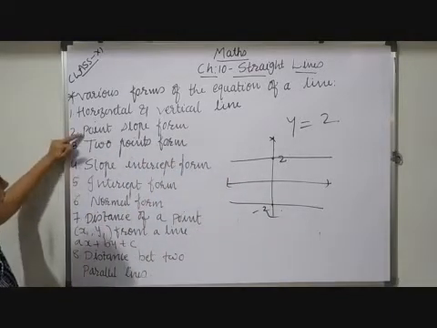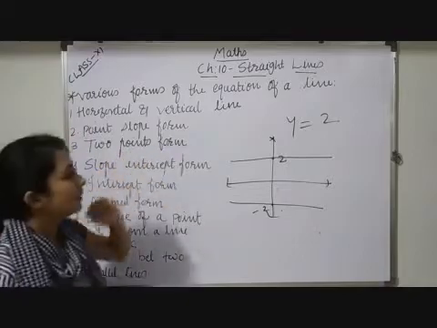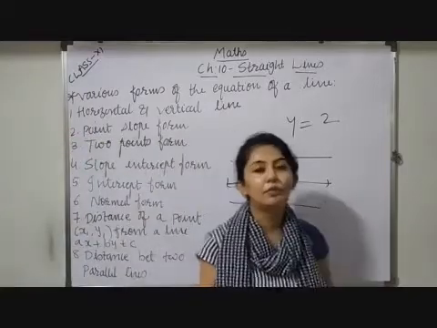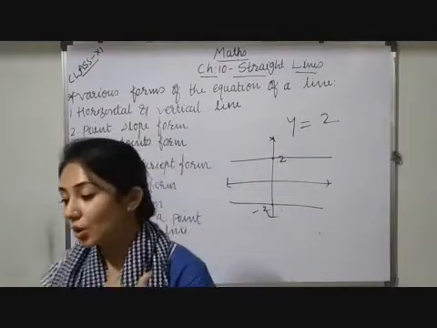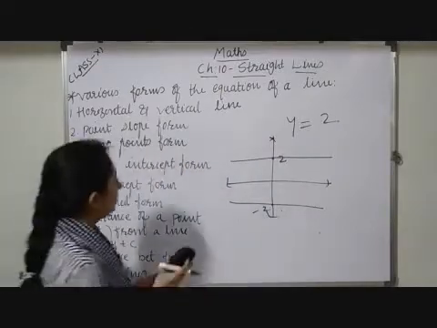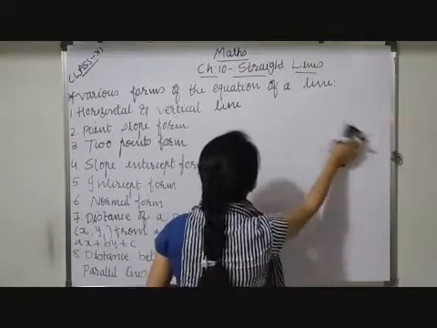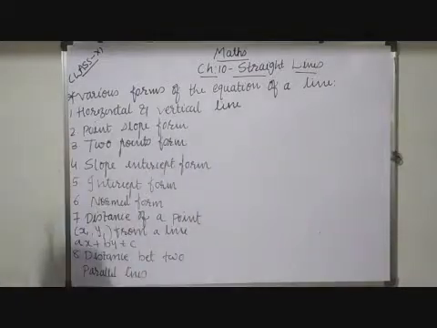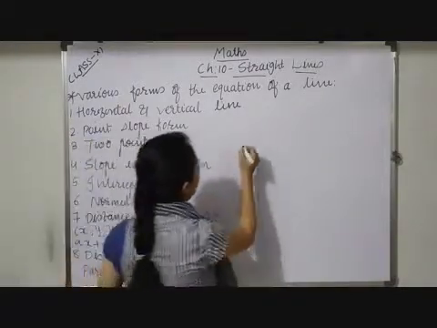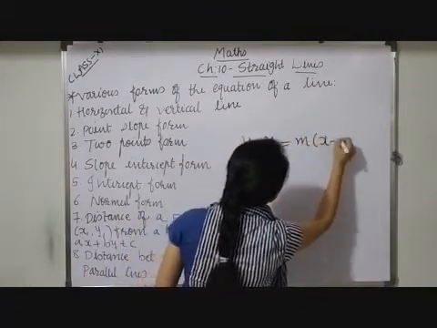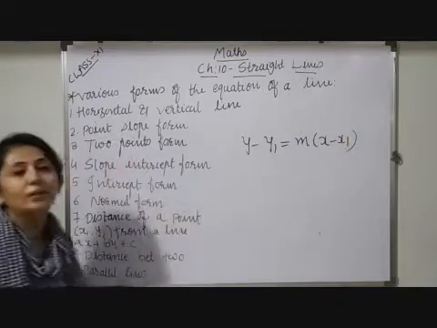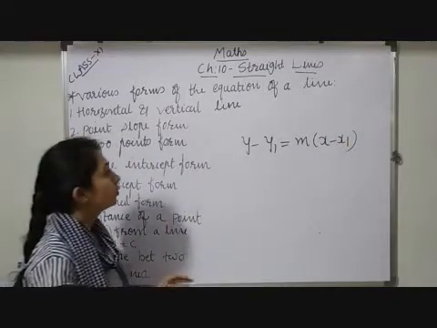Now, the next form is point slope form. You just have to remember all these forms like formulas. You don't have to study how these forms are derived. So, next is point slope form. The formula is y minus y1 equals m times x minus x1. This form is known as point slope form.